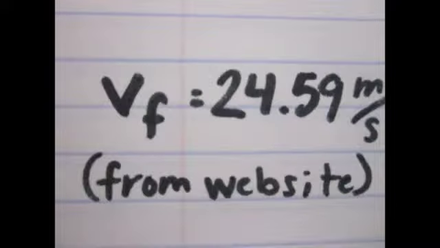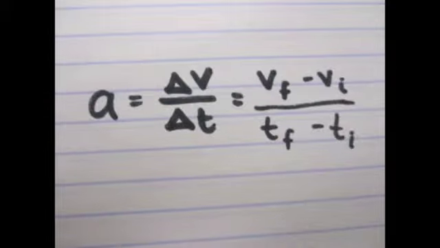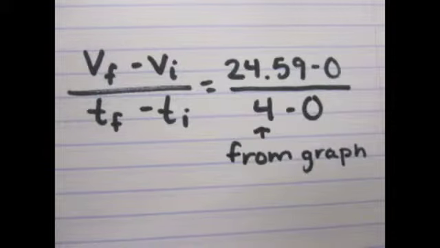Initial velocity equals 0. The final velocity equals 24.59 meters per second. We got that from the website. The change in velocity equals v final minus v initial. The change in time is t final minus t initial. V final is 24.59 minus v initial, 0, over t final, 4, minus t initial, 0. We got t final from the accelerometer graph.